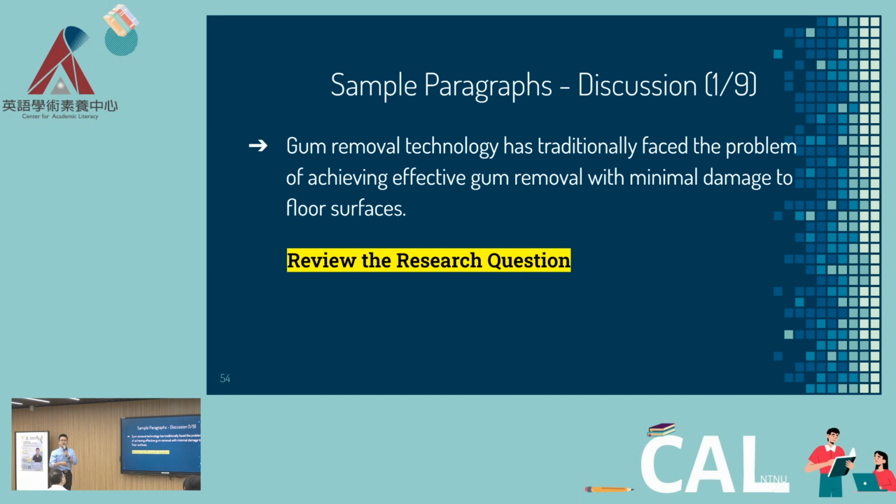Because just as I mentioned, when you want to go into a new section, you need to review the previous section. You need to review previous information. You do not expect your audience to read your articles in one go, right? So first, you have to review your research question. The first one, who's going to read that for me? Thank you. Gum removal technology has traditionally faced the problem of achieving effective gum removal with minimal damage to floor surfaces. Yeah, when you come into the discussion section, you have to review your research question, right? It has traditionally faced the problem of achieving effective gum removal with minimal damage to floor surfaces.